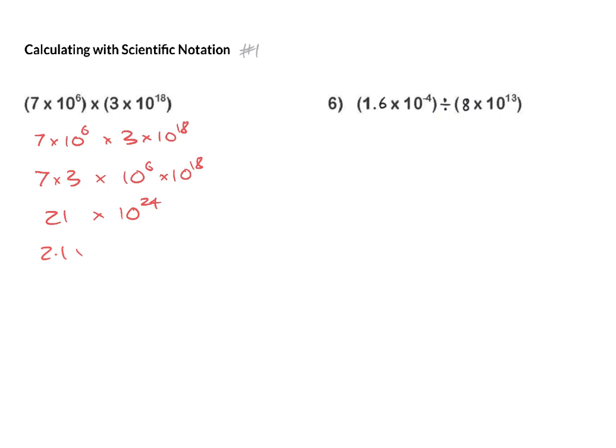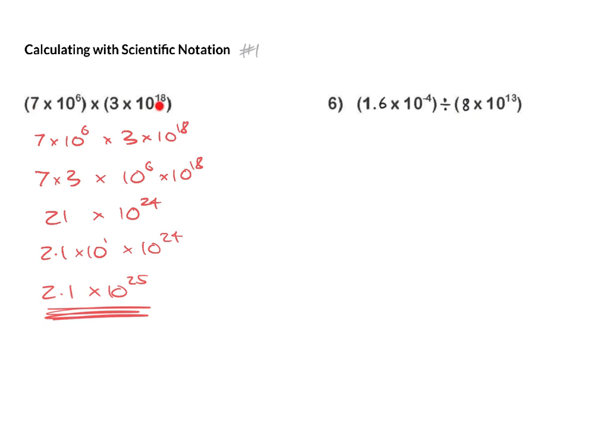21 is equal to 2.1 multiplied by 10 to the 1. This is equal to this. So that would then be multiplied by 10 to the 24. So this equals this. Now, this is the first part of my standard form, or scientific notation, but this needs to change. 10 to the 1 times 10 to the 24, well, that's 10 to the 25. So I've really got 2.1 multiplied by 10 to the power of 25, and that is in scientific notation, so that is correct. Just quickly going through that again.